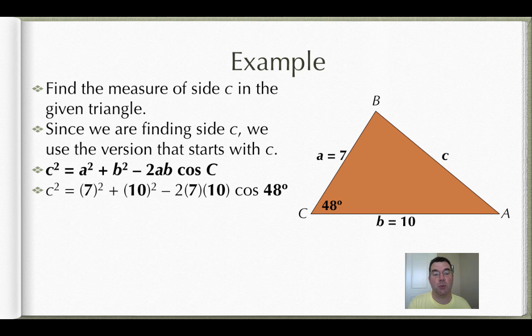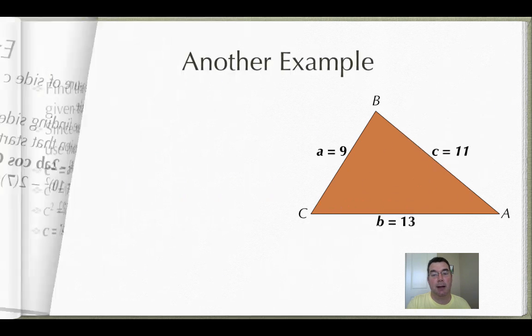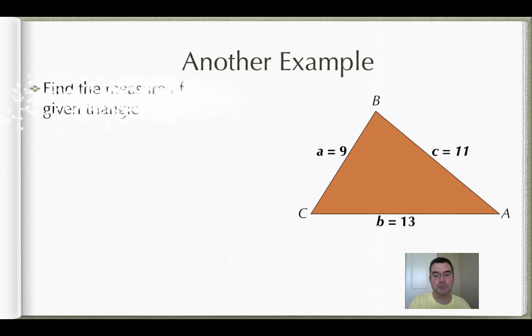So c squared will equal 7 squared plus 10 squared minus 2 times 7 times 10 times the cosine of 48 degrees. And that all on the right hand side equals 55.322. So if I square root that, I'm going to get that c is 7.44. All right, that's the length of side c. And from there I can find out other sides and angles, but we'll talk about how to do that in a future lesson.